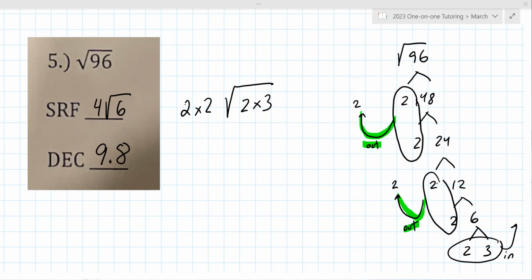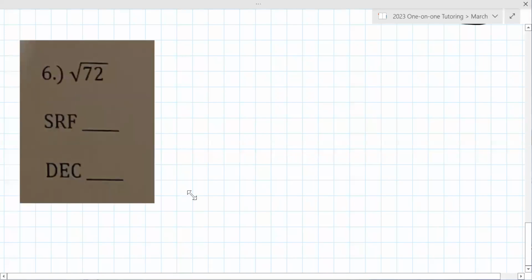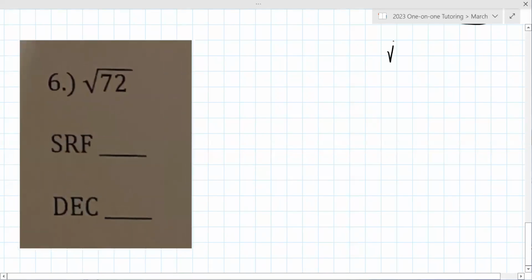All right, I want you to try number 6 on your own and ask me questions if you're not sure about how to proceed. So let me snip that in. We've done a bunch of examples, so if you've been writing them down, you should have no trouble here. I want you to reduce the square root of 72.